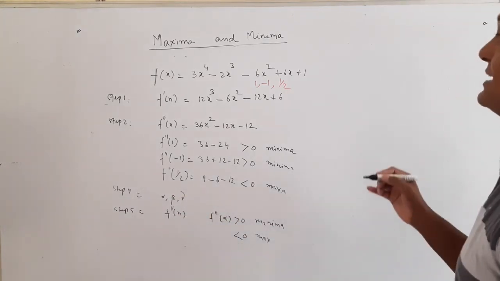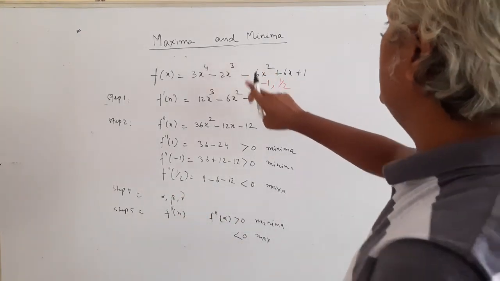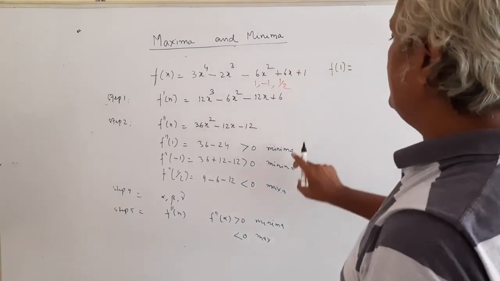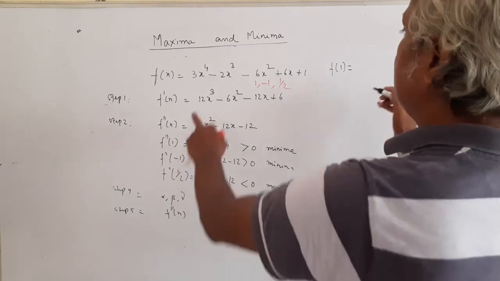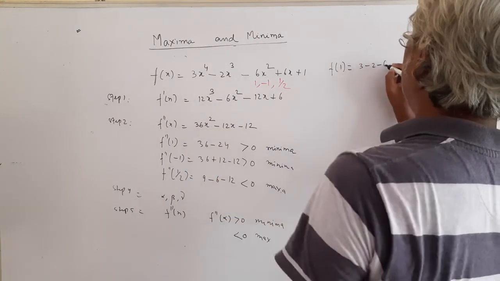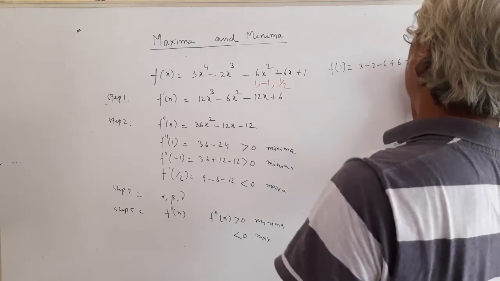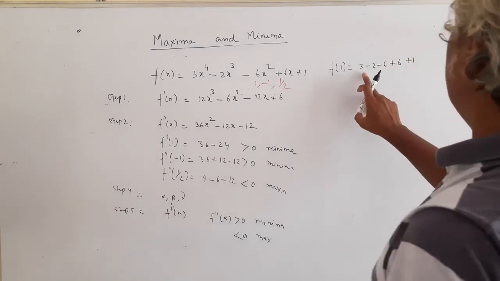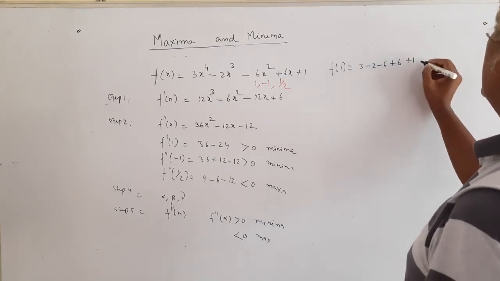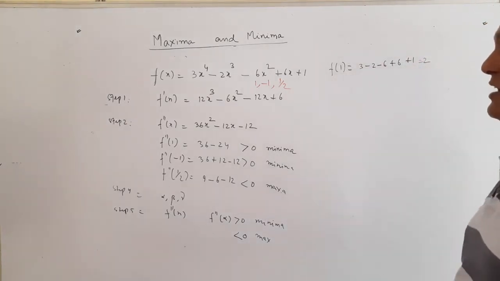Then how will you find the maximum value? This is your original function. So in this function you put the value of f of 1, that will be your minimum value. So it is 3 minus 2 minus 6 plus 6 plus 1. So here you see that 6 cancel, 3 minus 2 is 1 and 1 plus 1 is 2. So this is the value f of 1, that is 2.